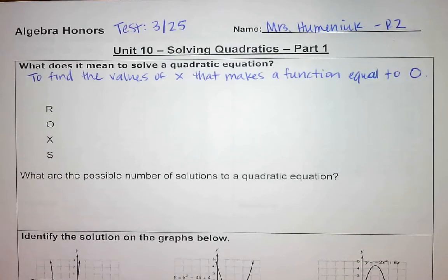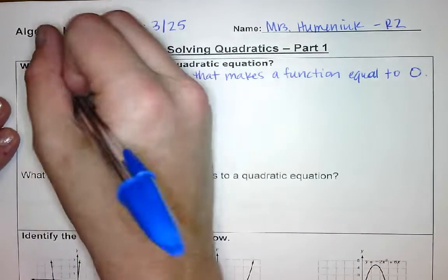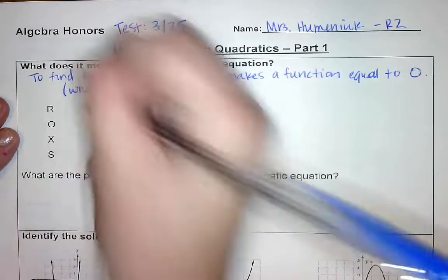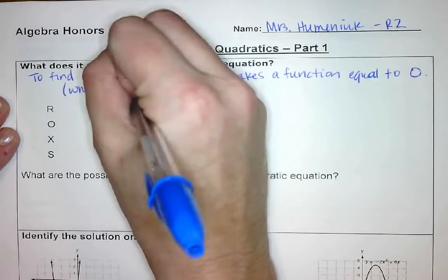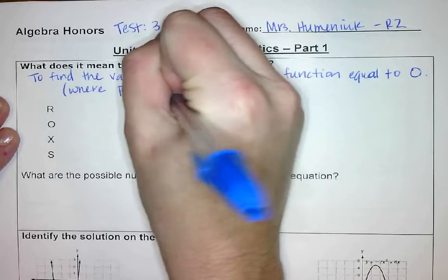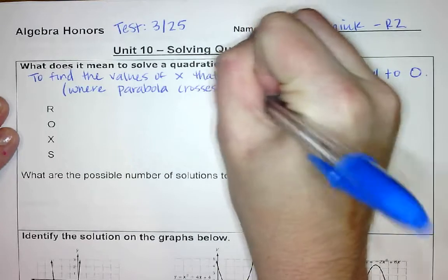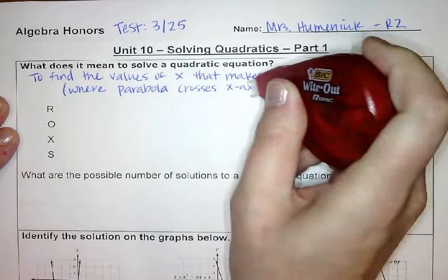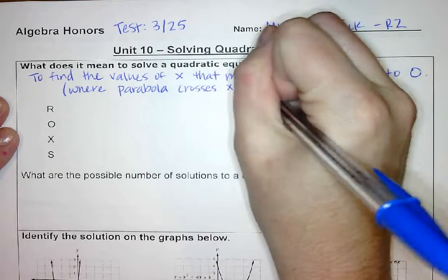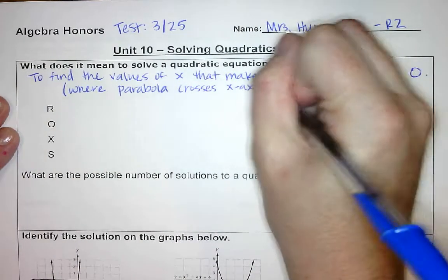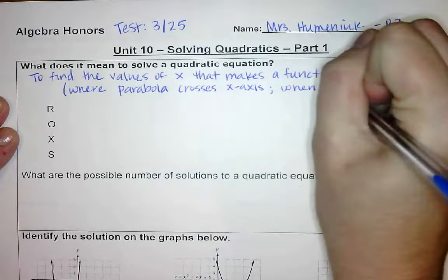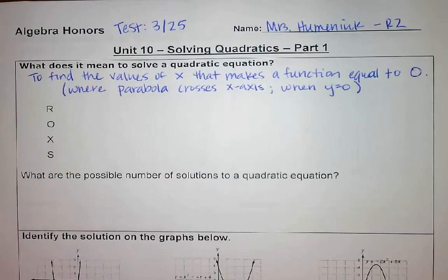But quadratics are a little tricky because they have that x squared in there, so that messes with you a little bit, okay? And guys, what this means when we're looking at a graph physically is this is where the parabola crosses the x-axis, or this is when y is equal to 0. Those two things, okay? So it's your x-intercepts, and it's when y is equal to 0.